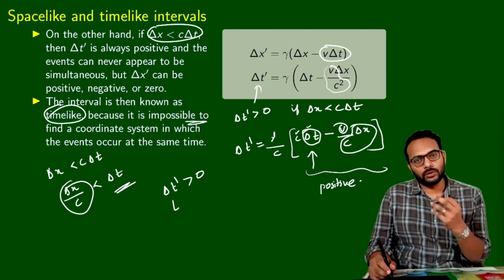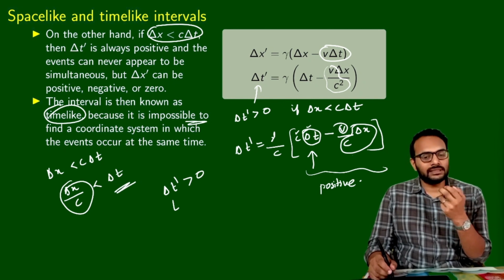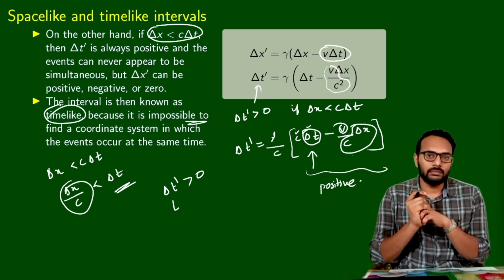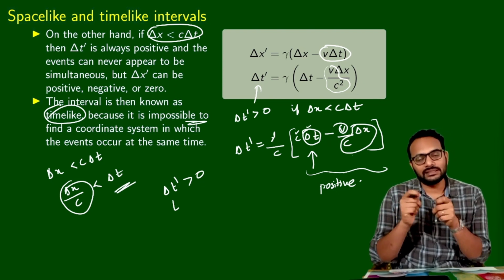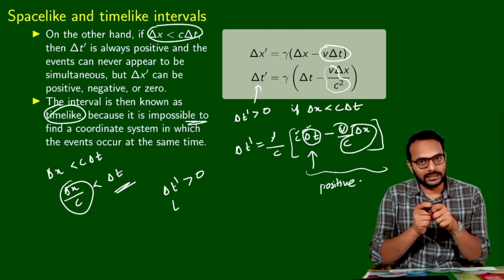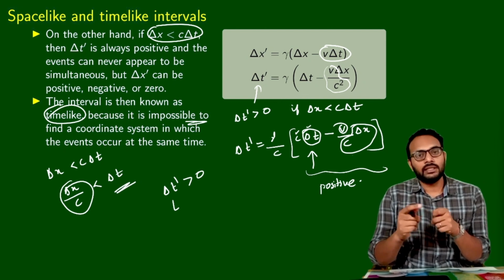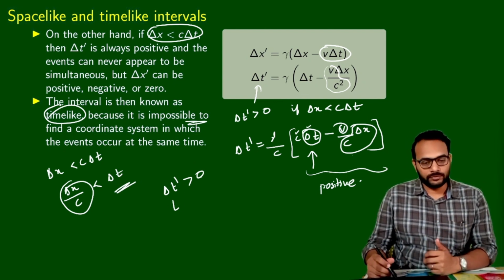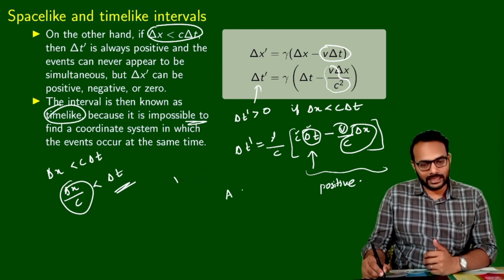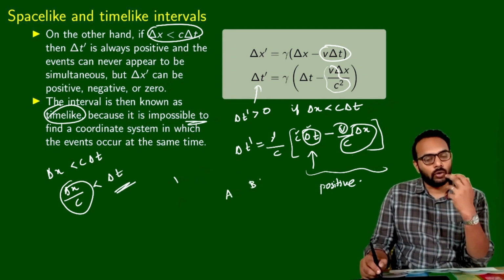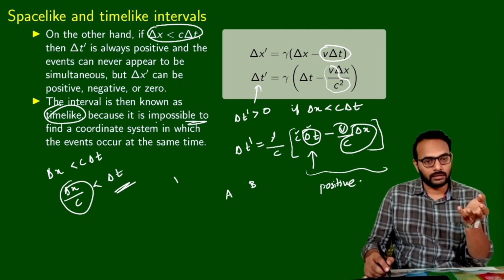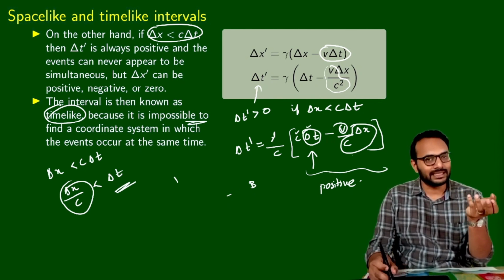Right, in this case, we can always find a frame in which the events occur at the same point in space, but we are not going to be able to find an inertial frame in which the events occur simultaneously. In every frame, the order of events is going to be preserved. If a happened before b in all inertial frames, a will happen before b, in the case where delta x is less than c delta t.